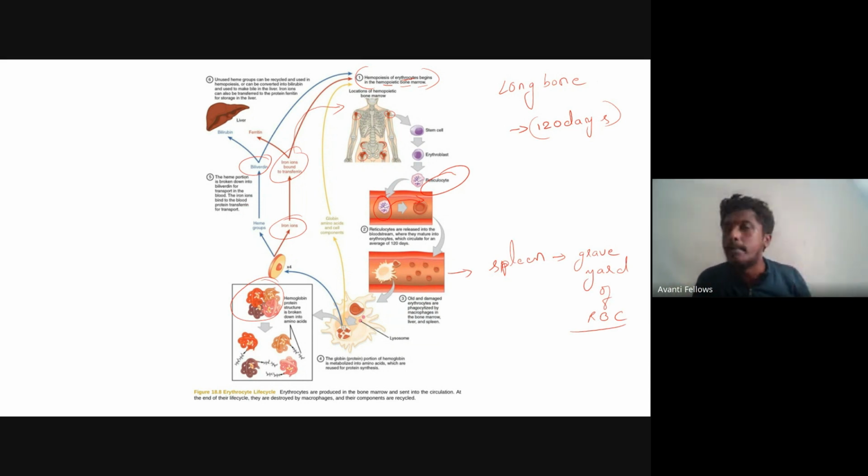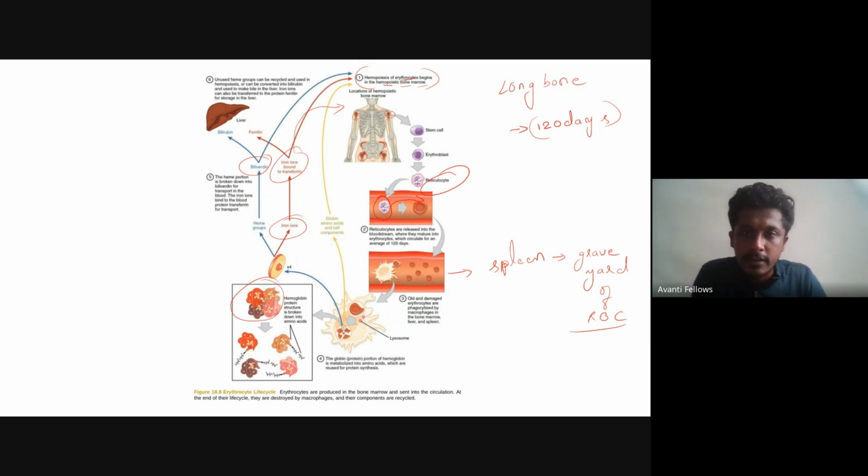All you have to remember for your examination is where the red blood cells are produced. They are produced in the long bones. Done. What are the long bones? Your shoulder bones, your thigh bones, your pelvic bones. These are called long bones. How are they produced? They are produced by stem cells, erythroblasts, which give rise to immature cells called reticulocytes, and then finally it matures into red blood cells.